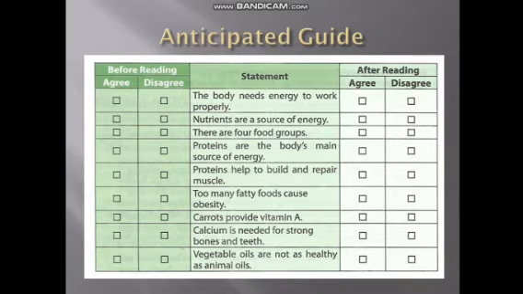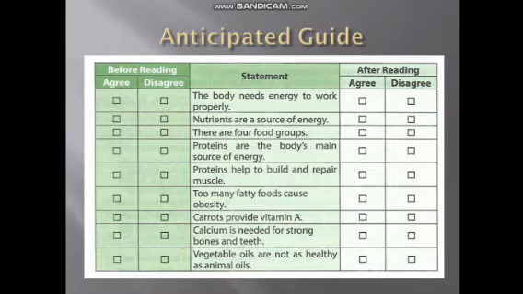Basically, when we were a child, we heard that calcium is good for our bones and teeth. So yes, prior knowledge let me know that calcium is needed for strong bones and teeth. All right. Next statement, last one. Vegetable oils are not as healthy as animal oils.